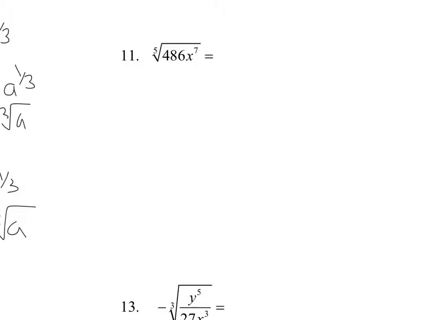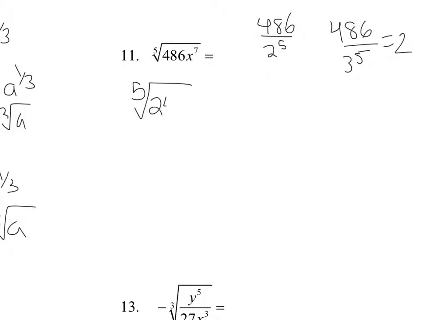So what I did was, this is what I did in my calculator. I did 486 divided by 2 to the fifth. It was a decimal. So then I did 486 divided by 3 to the fifth, and it told me it equaled 2. So then calculate what 3 to the fifth is. You get 243. So I can break this into the fifth root of 243 times the fifth root of 2 times x to the 7/5.